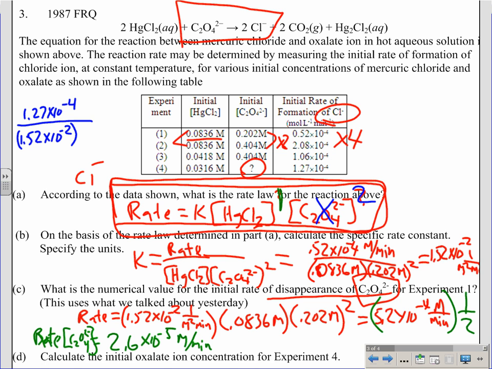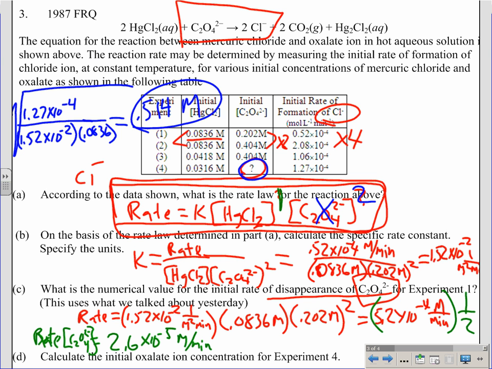And I also have to divide that by my initial concentration of HgCl2, which is 0.0836. That will give me x squared. So if I really want to solve for x, I need to take the square root of that value. So to calculate the initial oxalate concentration in experiment 4, it would be the square root of what I've got. And the final answer here, I'm running out of room, so I'll just write it up top here, is going to equal 0.514 molar. So when you solve that equation to 3 sig figs, you get 0.514 molar.